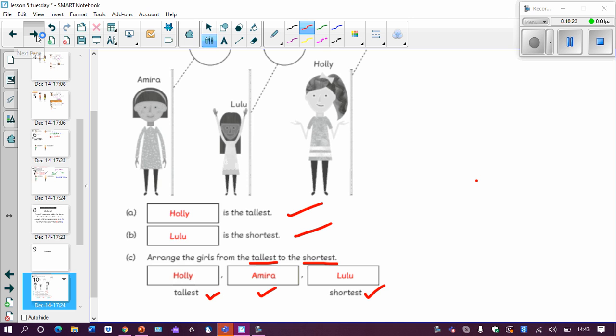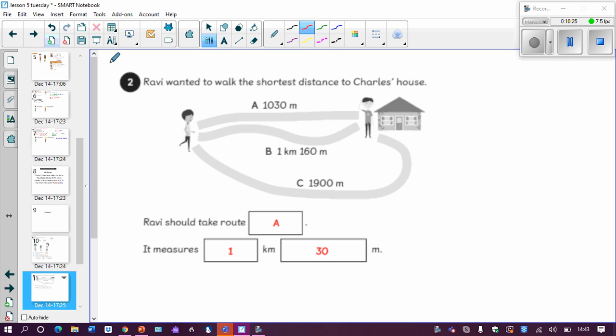Our next question. Ravi wants to walk the shortest distance to Charles' house. Let's underline that because that's key. Here are the different routes you can take. Which one should Ravi take? Which one would be the shortest? So you would need to look at these.